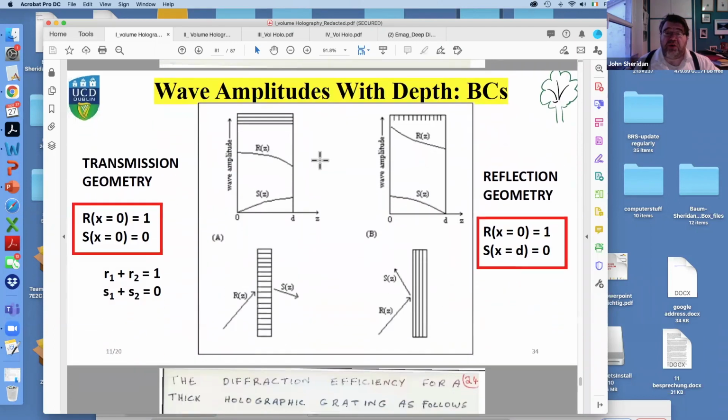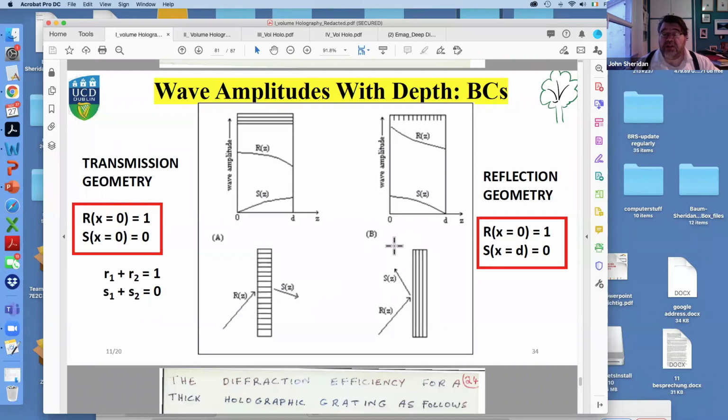And now I just want to show you what the R of X and the S of X, the magnitudes of the amplitudes of the diffracted beam and the transmitted beam, look like inside these two types of geometries. So in the case of the transmission geometry, the input beam starts off high and then decreases as you traverse the unslanted transmission grating. And the S of X, the amplitude of the diffracted beam, starts at 0 and grows up. And so eventually this will drop down to 0 and this will go up to 1. And so we have this type of behavior.